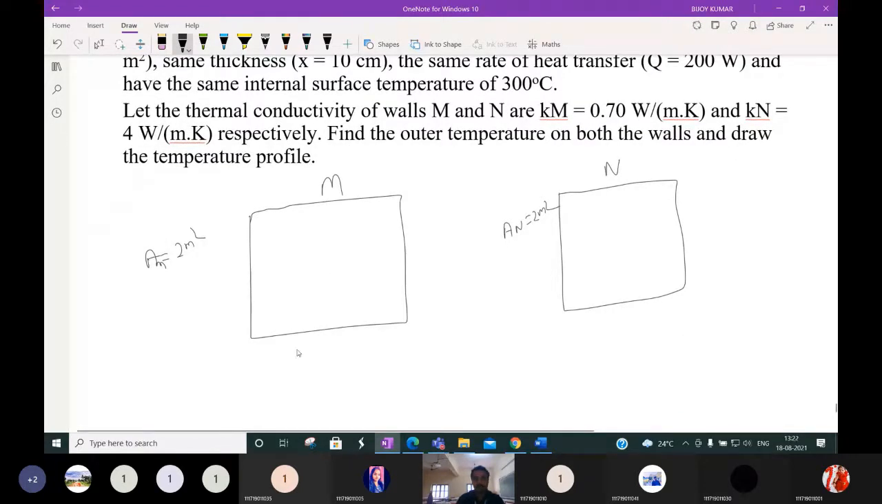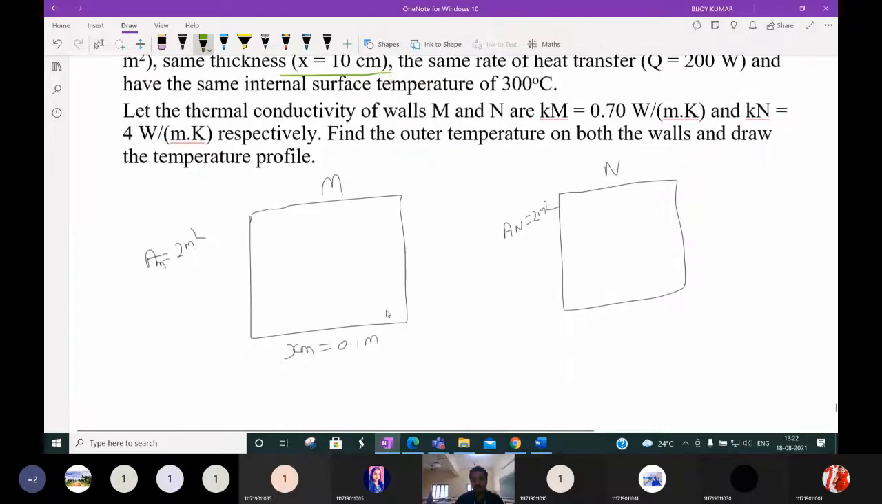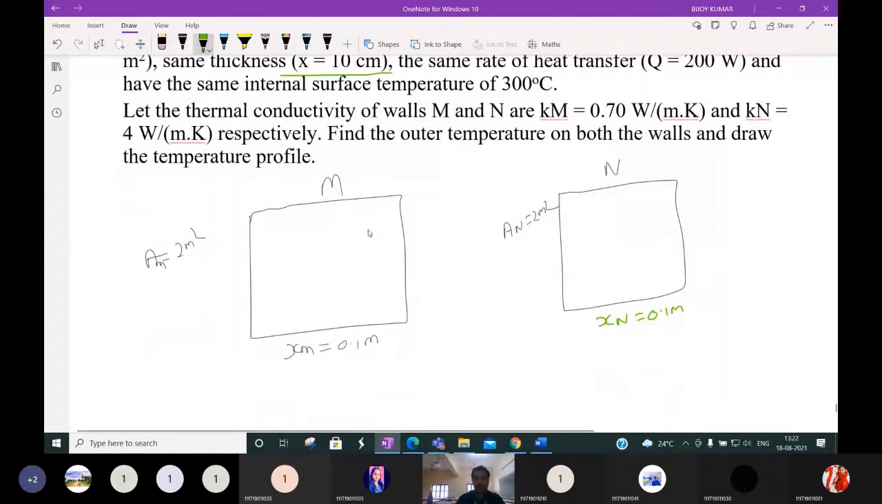We can convert it into meters, so XM, the thickness of wall M, will be 0.1 meter. 10 centimeter is given, so we convert into meter. Similarly, XN is also 0.1 meter. Two walls are there having the same area of heat transfer, the same thickness, and the same rate of heat transfer. It means the heat transfer rate QM is 200 watt, and here also QN is equal to 200 watt.